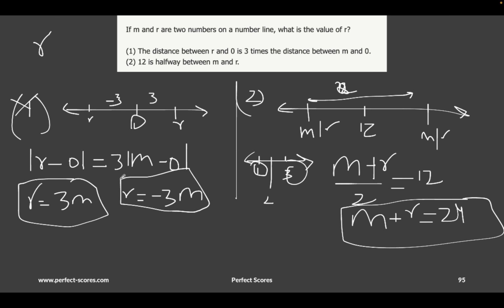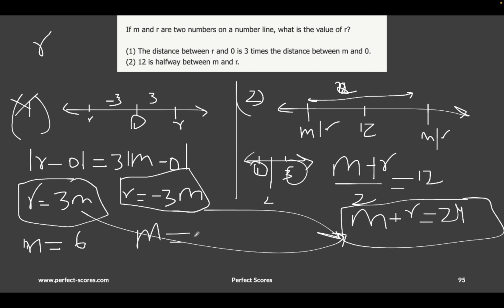But when I combine both the statements, I've got two equations and two variables, and two possible cases. So I can try to solve this. I can substitute this here first, and then substitute the other one here. So if I substitute m plus r is equal to 24, and I substitute r is equal to 3m, I put 3m here, that gives me m plus 3m, which is 4m. That gives me m equal to 6. And for the other one, if I substitute negative 3m here, that gives me m equal to negative 12.